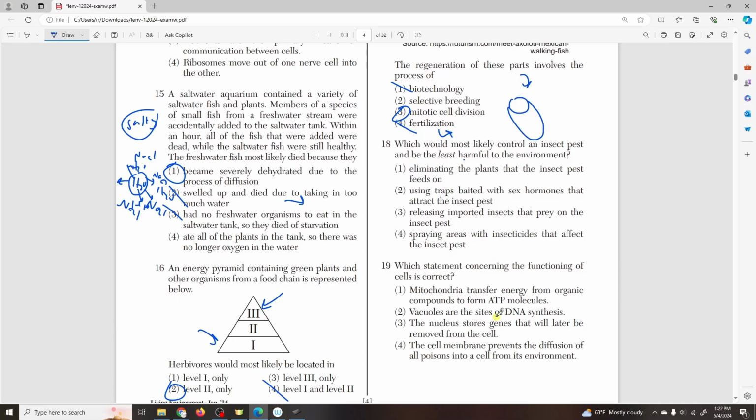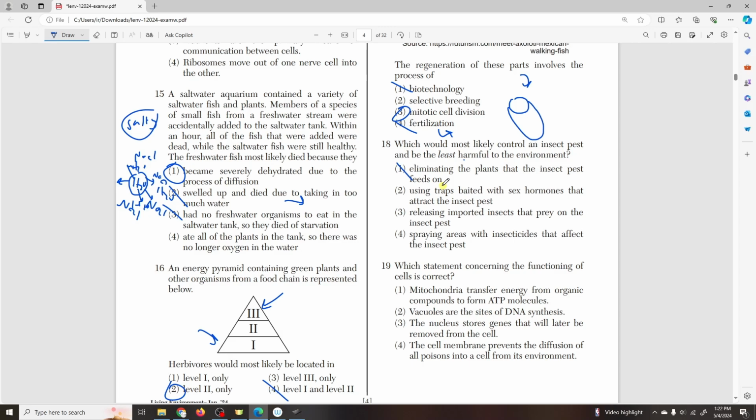So number 18 says which would most likely control an insect pest and be least harmful to the environment, right? So eliminating the plants that the insect pest feeds on. This would be false because guess what? What if animals that belong in that environment also feed off of that plant? And because you took away that plant, you also took away natural animals' source of food, which is really, really bad, right? So that would cause a lot of harm.